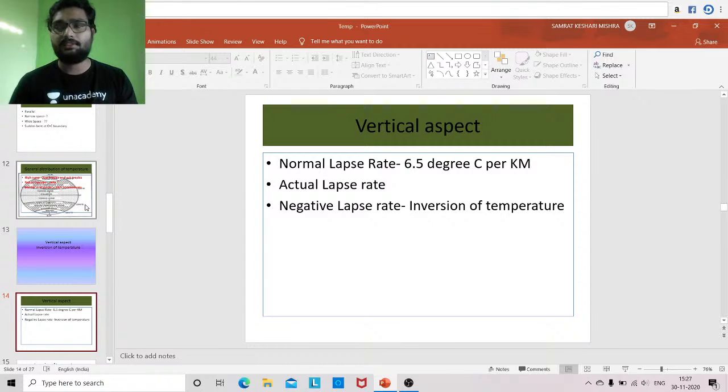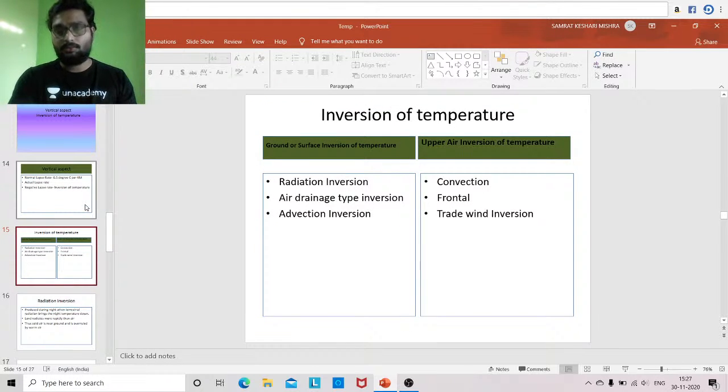For that purpose we visit hill stations like Mussoorie, Nainital, Shimla, Darjeeling, all those. As height increases, temperature drops. But in some cases, as height increases, temperature also increases, which we call negative lapse rate or inversion of temperature. Now we will discuss different types of inversion of temperature.